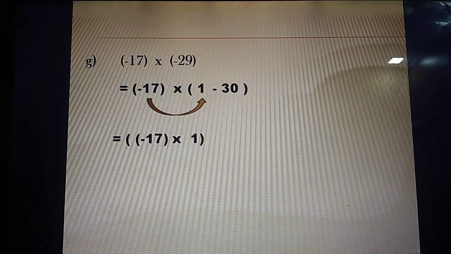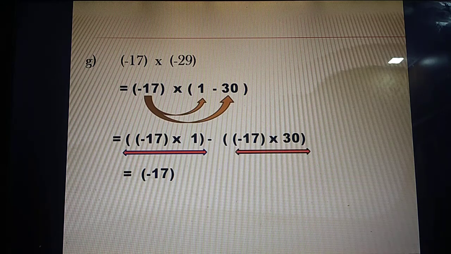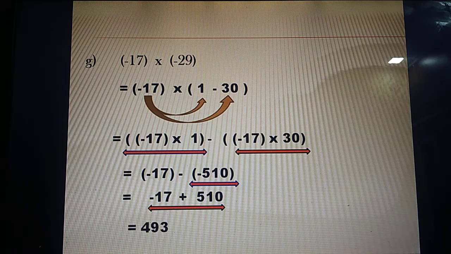Now when you open the bracket, you will get minus 17 into 1 and then minus 17 into 30. Solve the first part, you will get minus 17. Solve the second part, we will get minus 510. Now there is a minus sign outside the bracket. So first you will open this bracket. Because of the minus sign, it will change the sign of the second term. Yes. Now one is negative, one is positive. What will we do? We will subtract them. The answer is 493. Why is the answer positive? Because the greater value was positive.